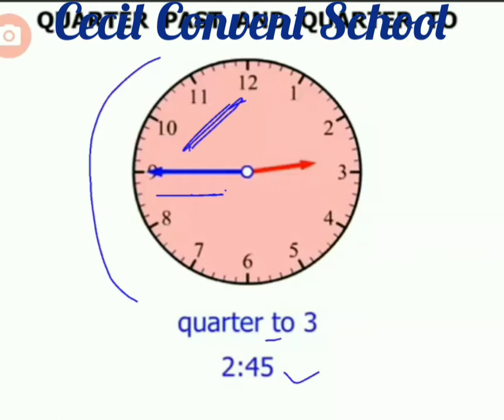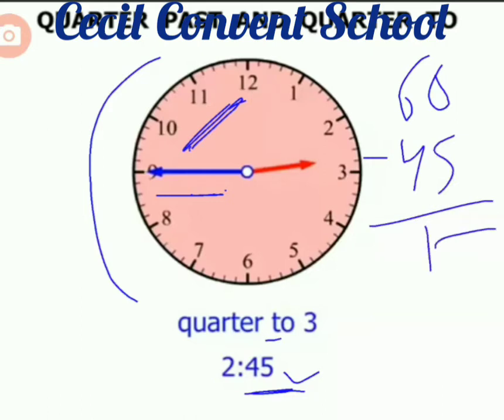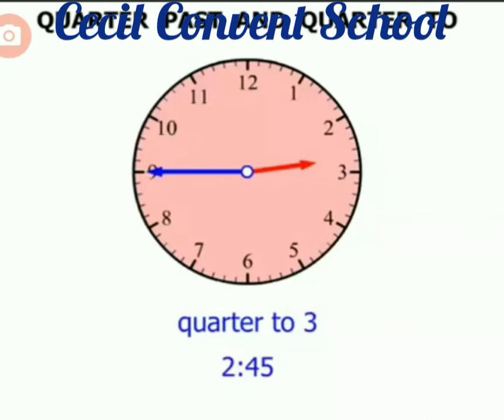Clear? Or you can do one more thing. 45 is written. So you have to do what? From 60 minutes. You know that 1 hour is equal to 60 minutes. So from 60, if you minus 45, 15 minutes come. So you can write 15 minutes or quarter to, and this 2 will be increased by 1. Clear? So the answer will be 2:45 or quarter to 3.